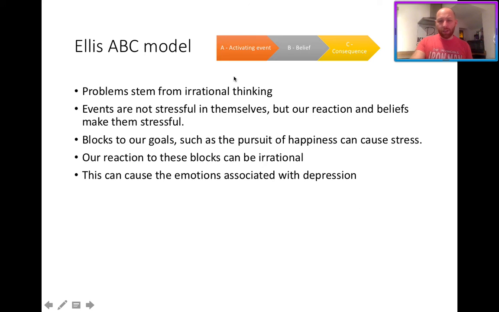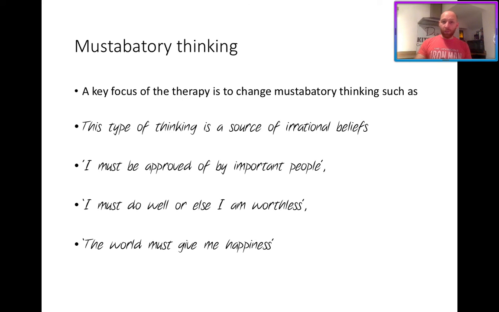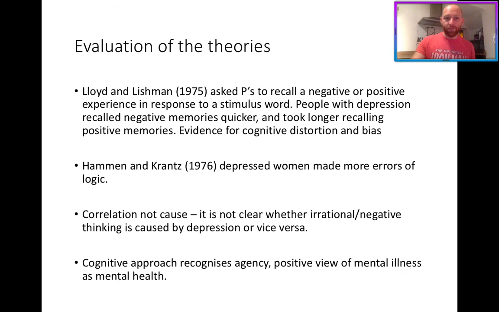Just going back to the activating belief, it is at the belief stage that Ellis believes we have most control, and that by changing this belief, by challenging those irrational beliefs, those musturbatory beliefs, we can improve the consequences and outcomes. Okay, so are these theories worth their weight?